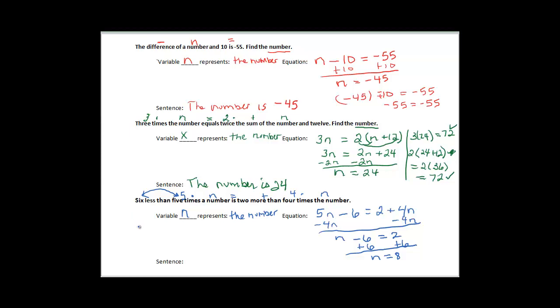So if I come back over here and double check it, I have 5 times n, which is 8, minus 6, should be equal to 2 plus 4 times n, which is 8. 5 times 8 is 40 minus 6, and 40 minus 6 would be 34, equal to, and on this side we have 2 plus 4 times 8 is 32, and 2 plus 32 is 34. So we know that the number is 8.